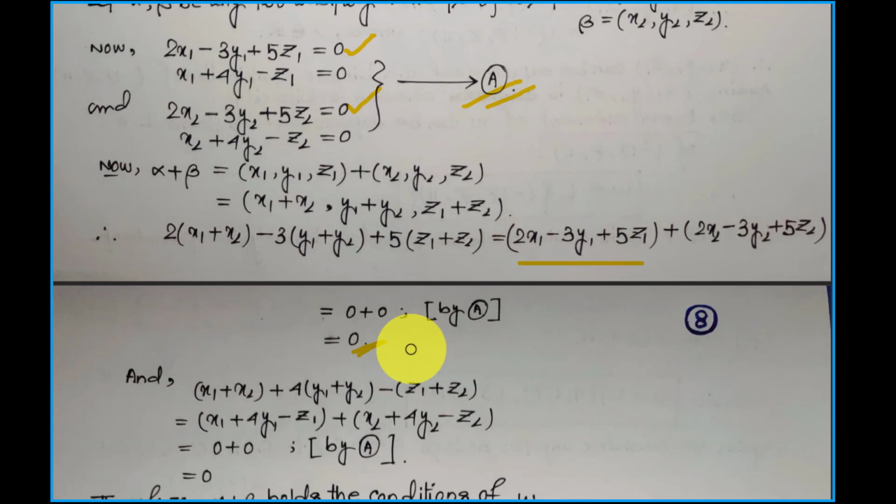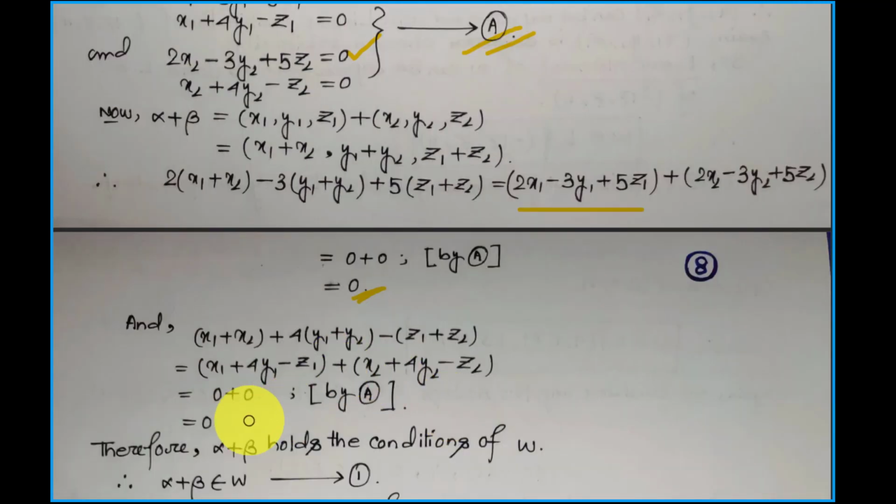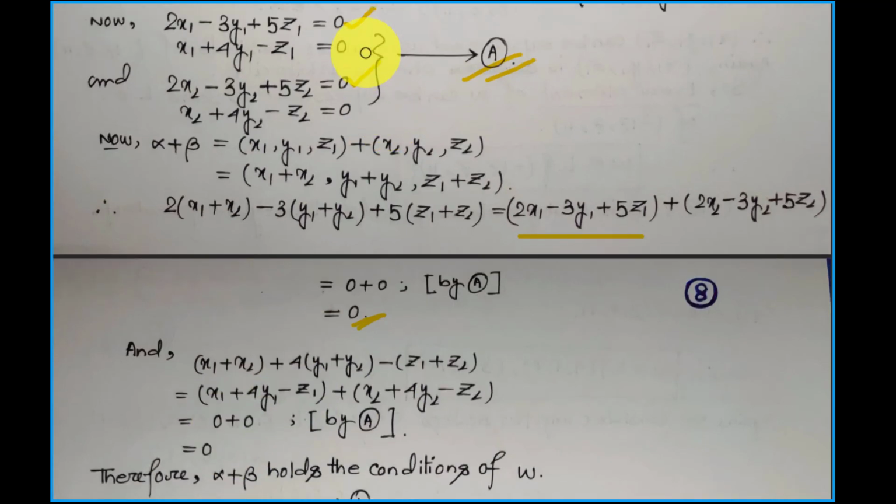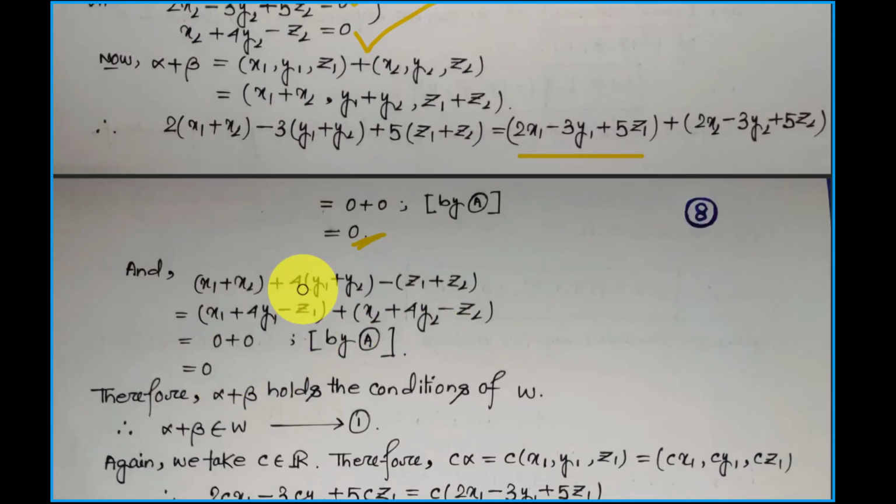And the second condition is what? x plus 4y minus z equals 0. So x is x1 plus x2, y is y1 plus y2, z is z1 plus z2. By simplifying we get 0, because x1 plus 4y1 minus z1 is 0 according to this, and x2 plus 4y2 minus z2 is 0 according to A. So both the conditions are satisfied by alpha plus beta. So we can say alpha plus beta belongs to W. That is, our first condition holds.